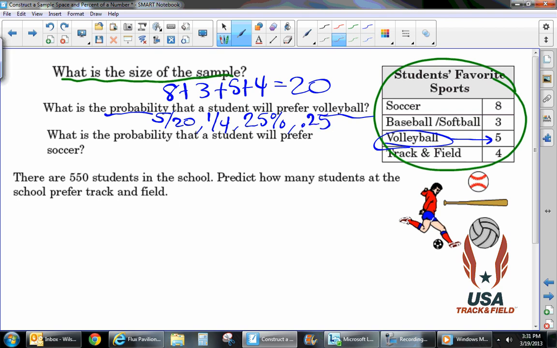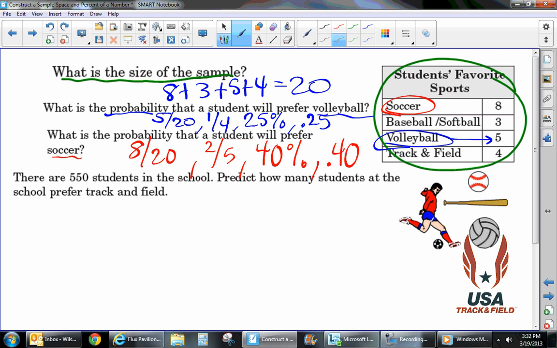Moving on to the third question here, what's the probability that a student will prefer soccer? So this is the exact same process, only we're looking at soccer now instead. So soccer has 8 students out of 20. That simplifies down to 2/5, which is 40%, which is 4/10, or you could say 40 hundredths.